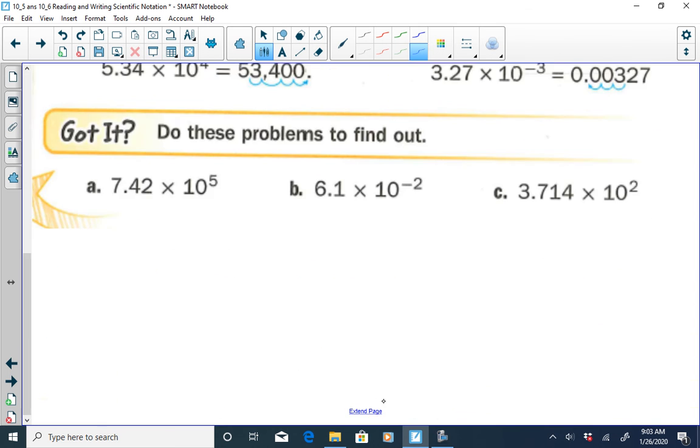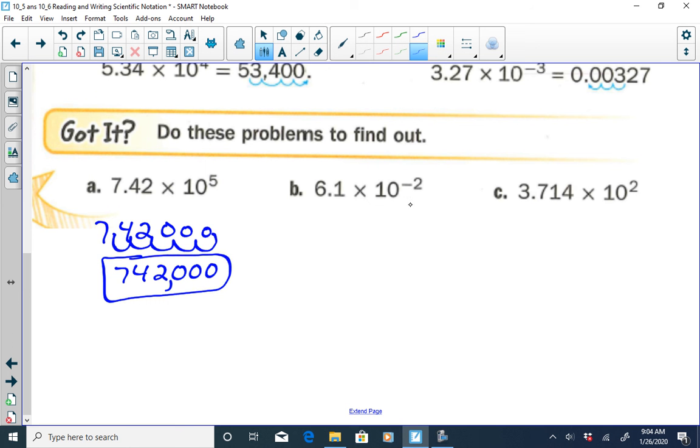All right. Try a couple more of these. Here we have 7.42 times 10 to the 5th power, but the exponent's positive, so we're going to be moving the decimal point to the right 5 places. Here's 1 place, here's 2 places, here's 3, here's 4, here's 5. All right, we fill those missing place values with 0, and we wind up with 742,000.